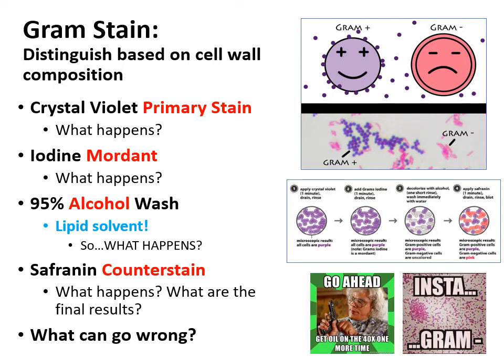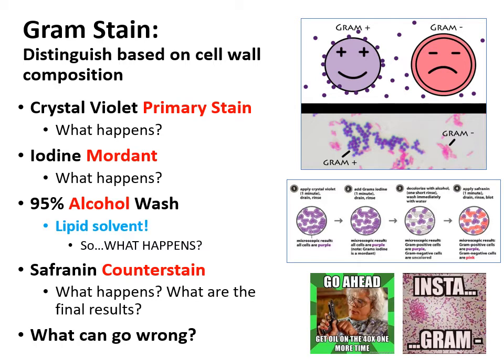Which cells are currently empty or without a stain right now? The Gram negatives. So at the end of this stain, the Gram positives still have the primary stain, whatever color that was, which in this example is purple, and the Gram negatives now have the pink color, the safranin.